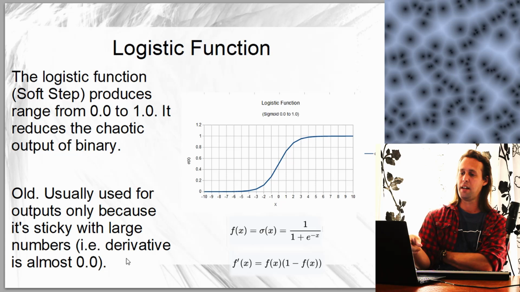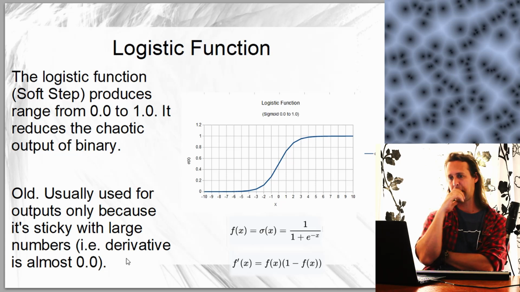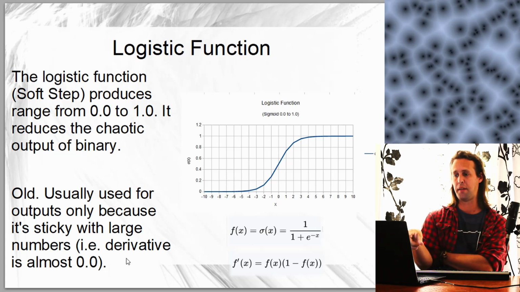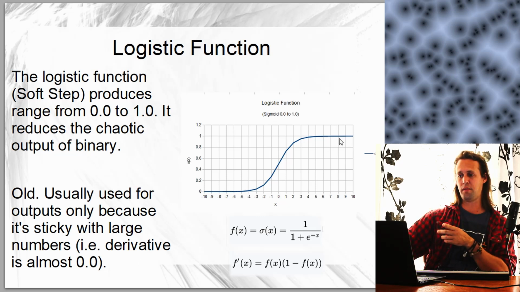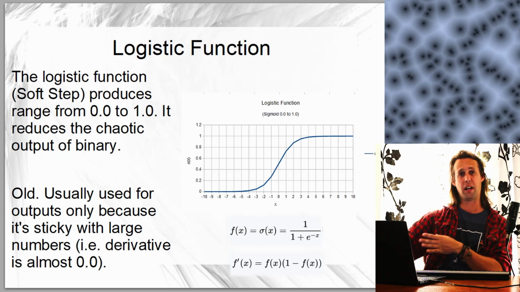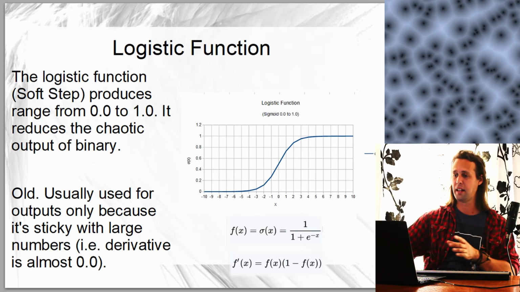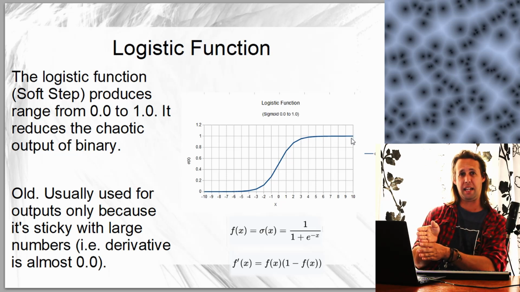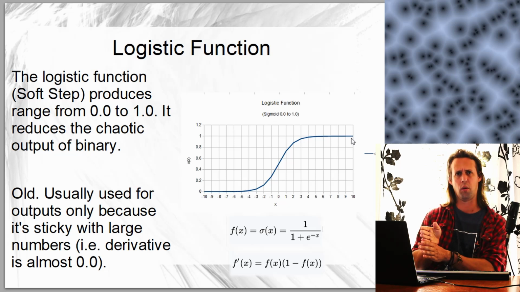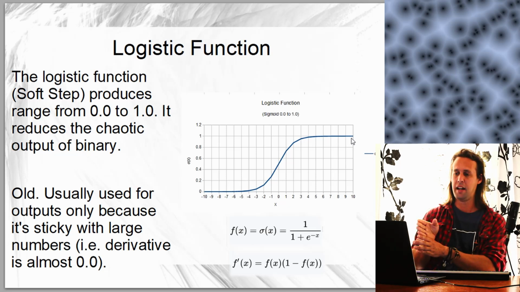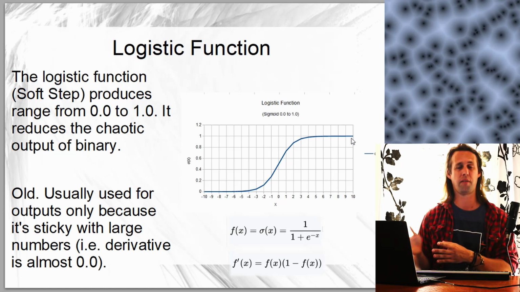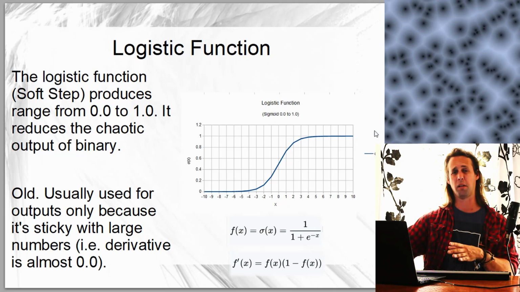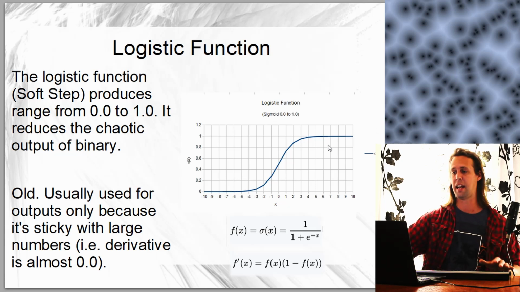It's sticky. One of the problems with the sigmoid function, and this goes for the logistic function and tanh, which we'll look at in a second, is that if your value is very high, say 100 or something, then the sigmoid function will be very flat at that point. In other words, the derivative, or the change, will be almost 0. So your neurons won't really move from generation to generation. This is a real problem with the logistic function and also the tanh.